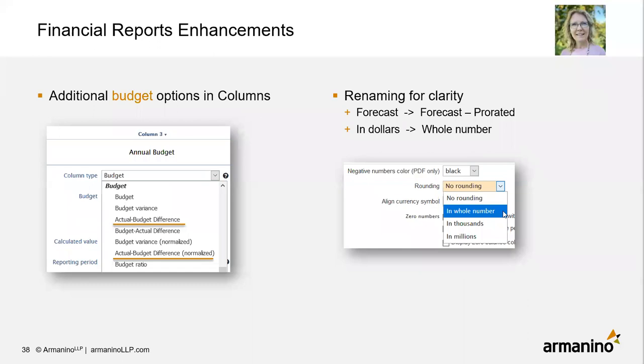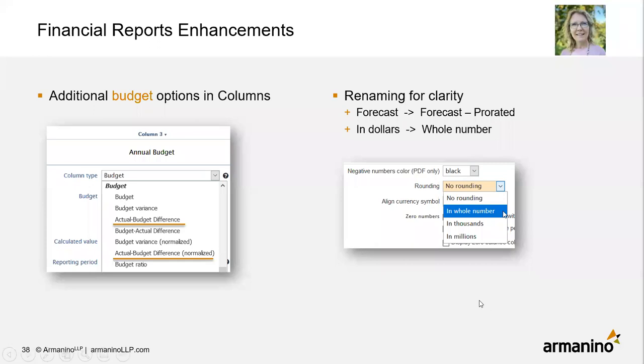Some other nice financial report enhancements. You'll notice in the financial report writer, in the past, we only had budget to actual. Now you can see there's two. There's actual to budget, budget to actual, similar to what I just did in the dimensions report. Do you want your budget first, or do you want your actual first?